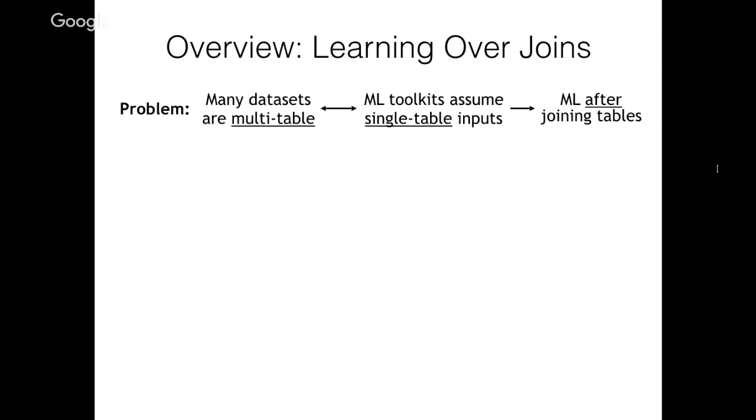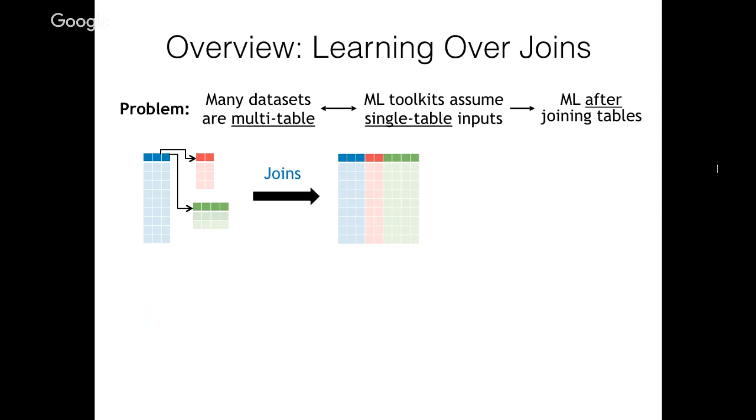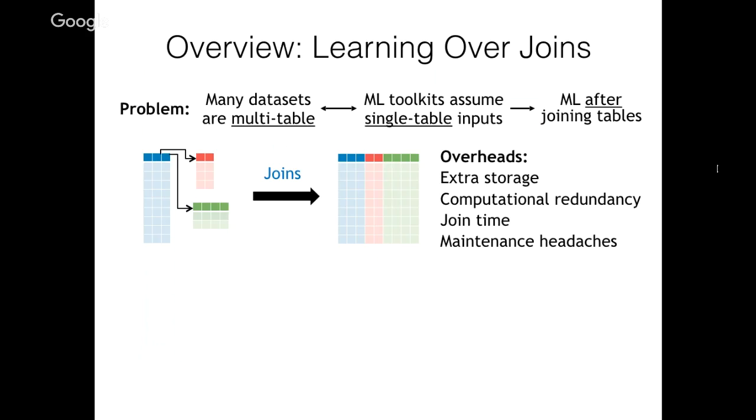And this forces data scientists to join all these tables and materialize the output table that concatenates feature vectors from all these input tables. So in this example, you can see maybe you have three tables in a star schema, and then you materialize the output of the joins. As database folks, we know that materializing the output of joins could lead to a lot of overheads depending on the data input sizes. It could lead to extra storage overhead. This intermediate table could be massive, in some cases over an order of magnitude. It could lead to computational redundancy.